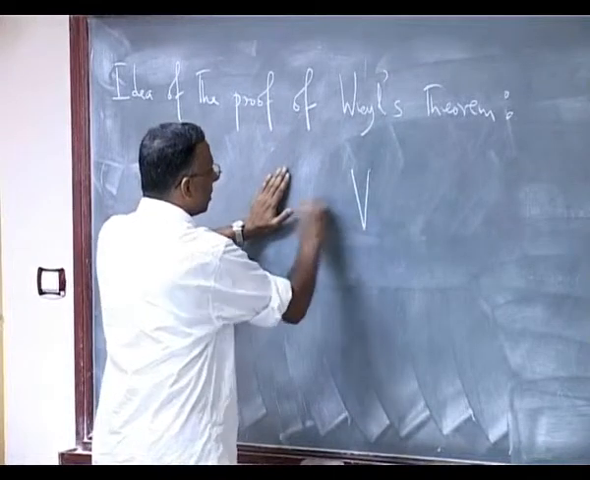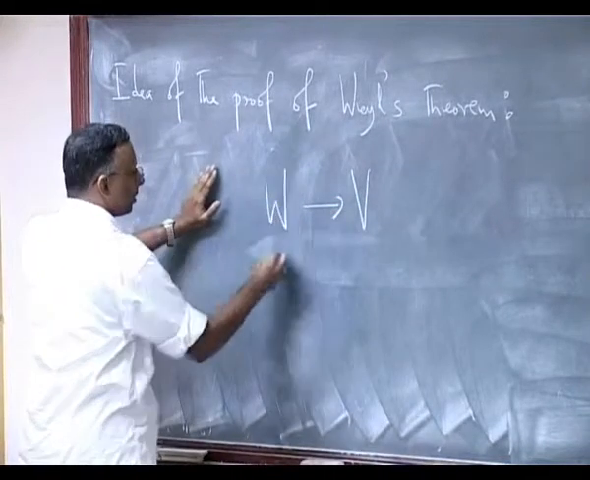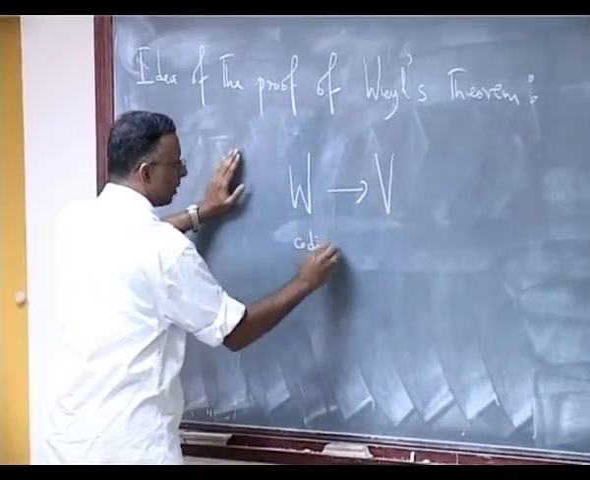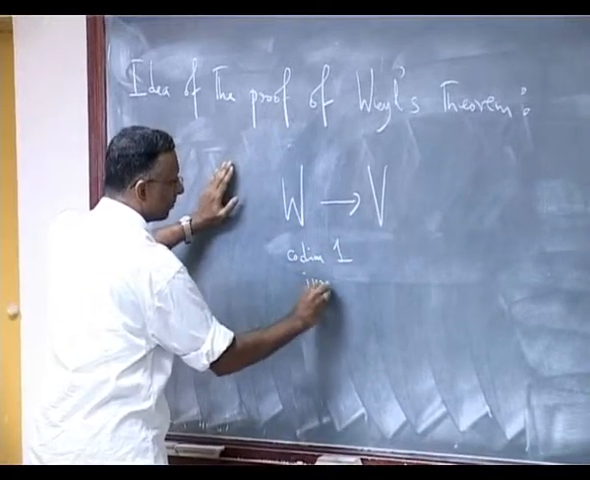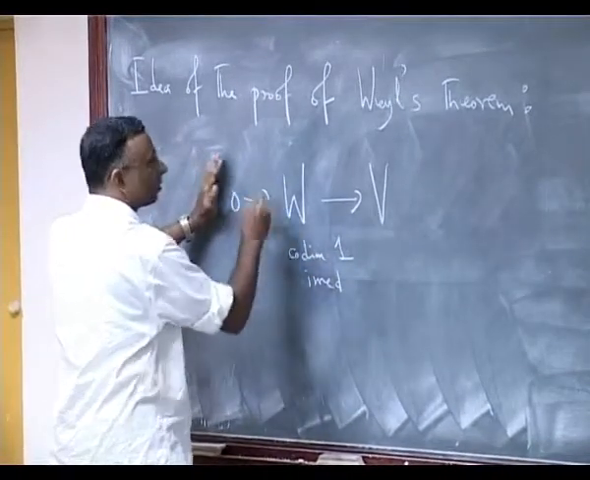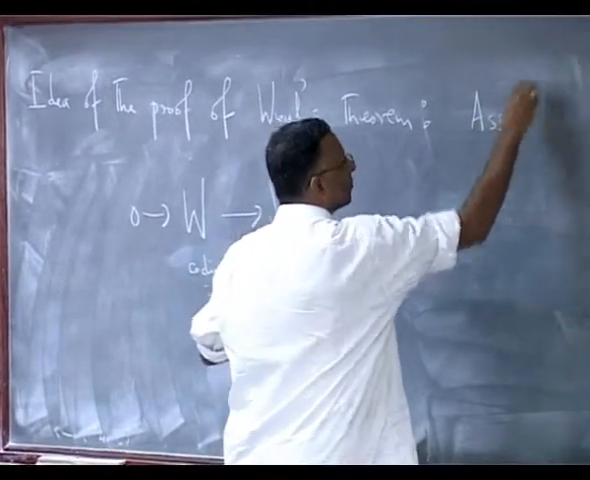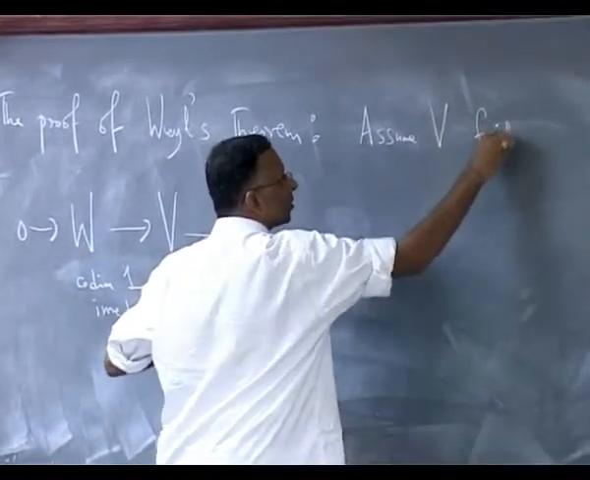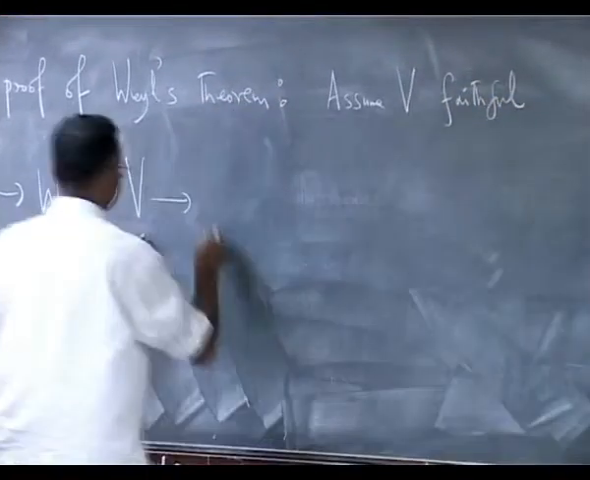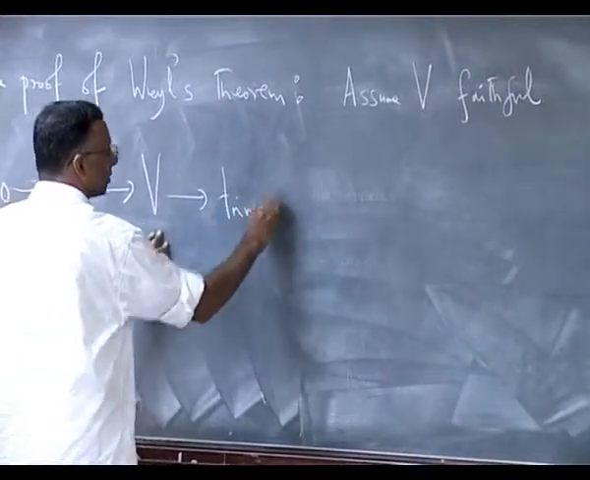This is codimension 1. Irreducible. So assume V faithful, and you have a trivial representation as quotient.